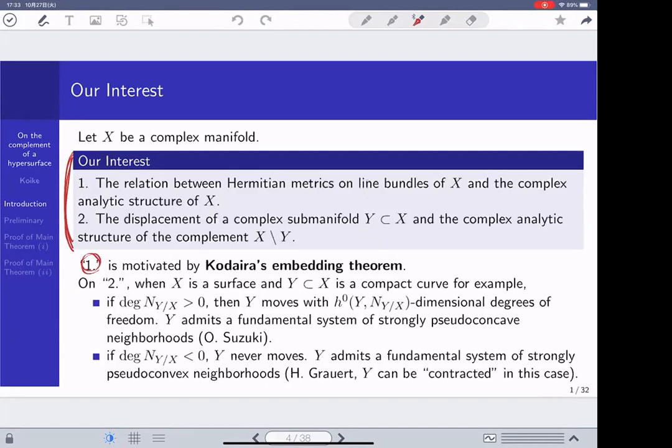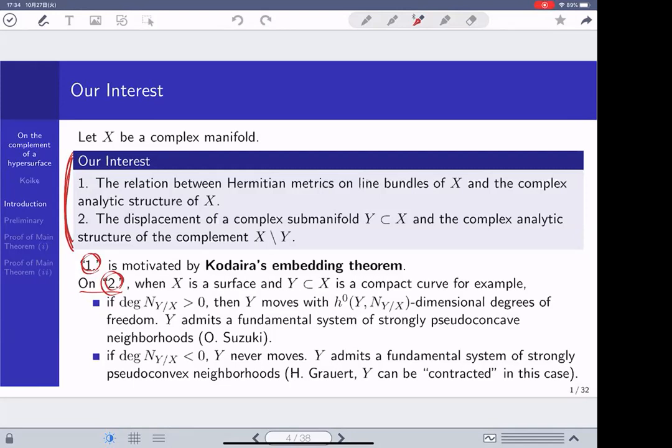The first motivation, I guess, is easy to explain. The first one is motivated by Kodaira's embedding theorem. It states a result on the structure of the manifold if there is a positive line bundle. So my question is, how is the case where there is a semi-positive line bundle? A line bundle with Hermitian metric with semi-positive curvature tensor. So here I will explain the second interest or motivation.